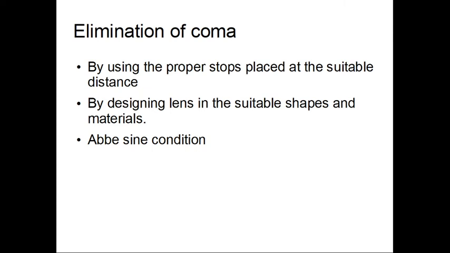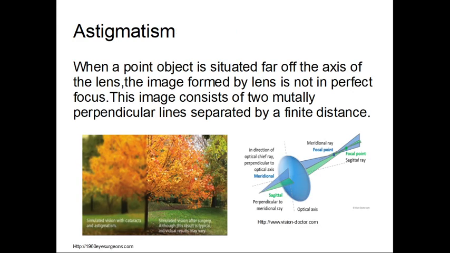If the lateral magnification is the same for all the rays of light, irrespective of their angles theta 1 and theta 2, then the coma will be eliminated. And if the lens satisfies the condition sin theta 1 by sin theta 2 equal to constant, then it will be the aplanatic lens. The next aberration is astigmatism.